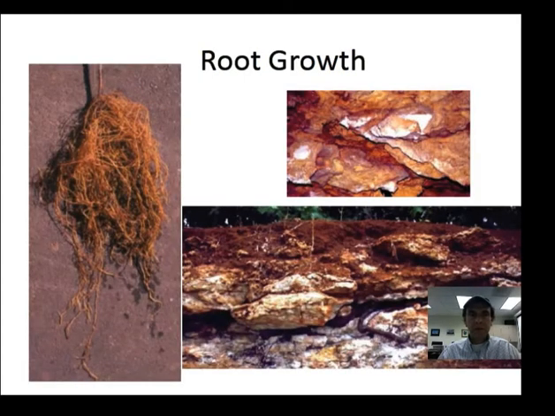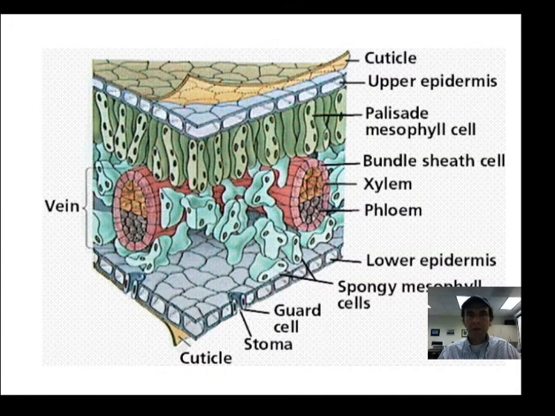You have here some examples of roots. They could be highly concentrated underneath drip emitters. Here you have some examples in limestone. So roots penetrate everywhere. Now we switch subject here, and here I'm talking about the leaves.